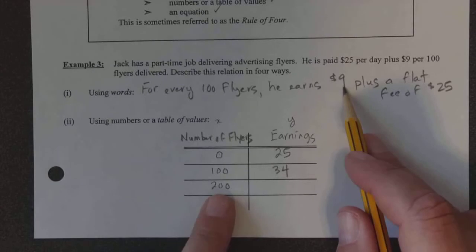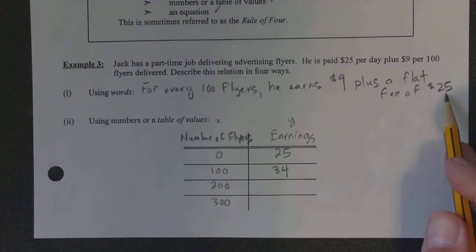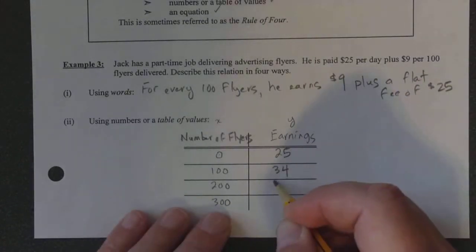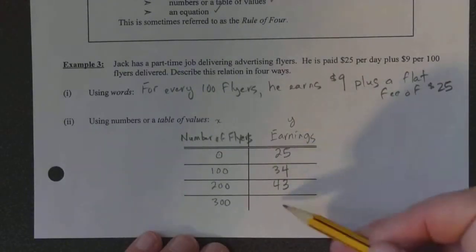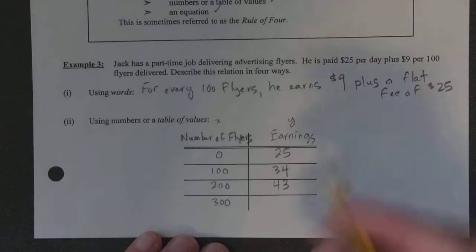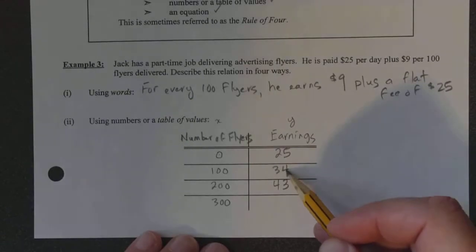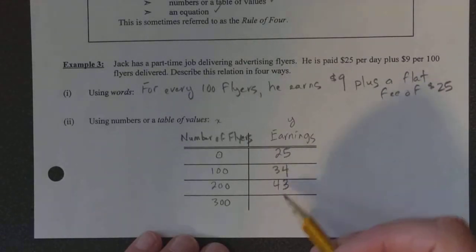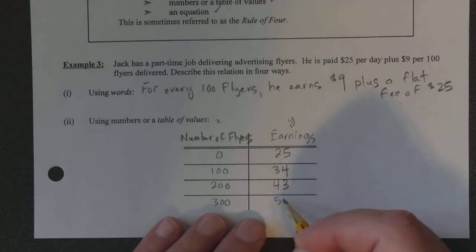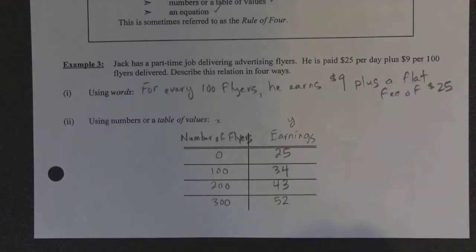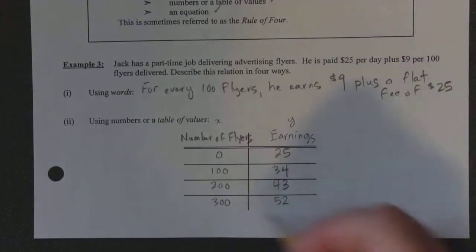200 flyers. So for 100 flyers, he gets $9. He delivered 200, so now that's $18. $18 plus $25, $43. Okay, and now we want you to follow the pattern. So 25 to 34 to 43 is all a difference of 9. So you have to add 9 to 43 and you get 52. Okay?